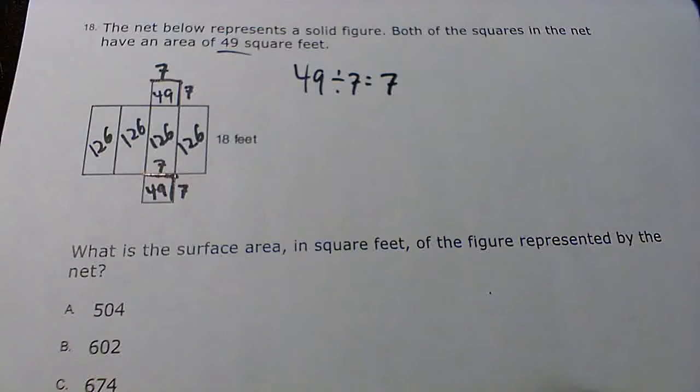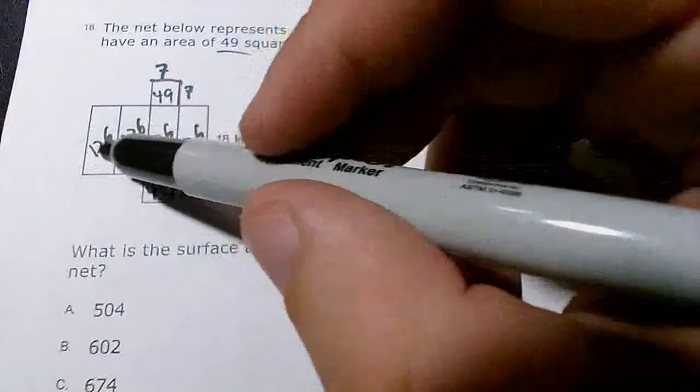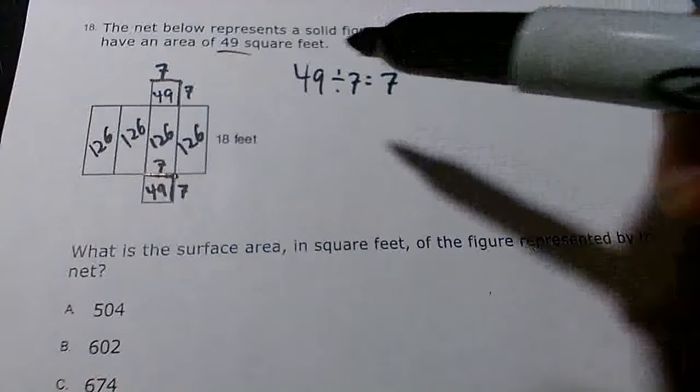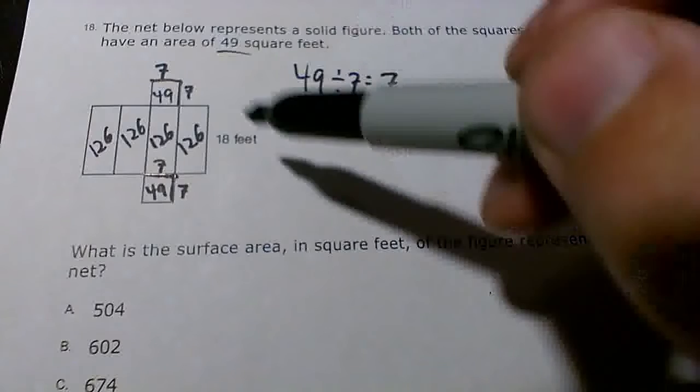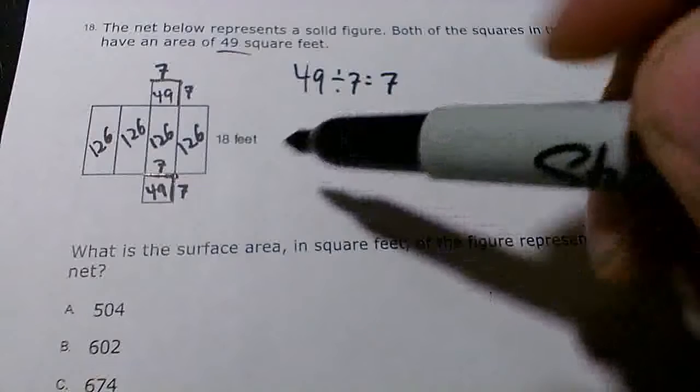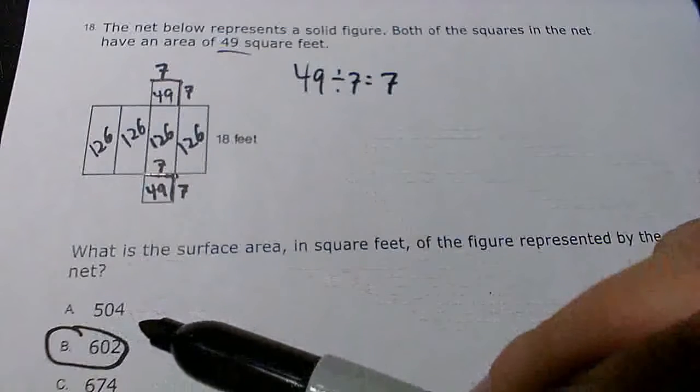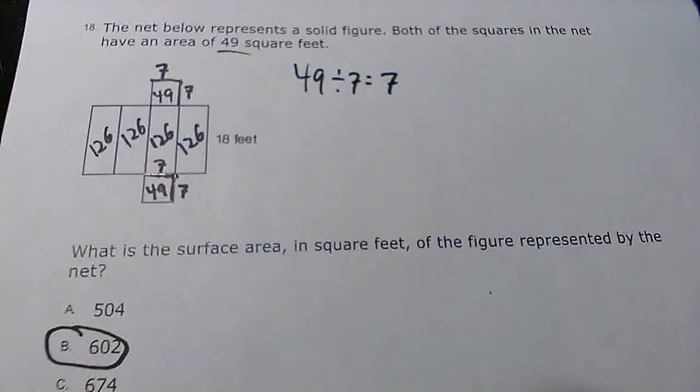Finally, your last step would be to add all of these shapes up, taking care to not leave any of them out because, once again, 504 is an answer, which is what you will get if you add 126 plus 126 plus 126 plus 126 and leave out the 49s. Including the two 49s, you will have an answer of 106. Sorry, I don't know why I said 106. You will have a final answer of 602 feet squared.